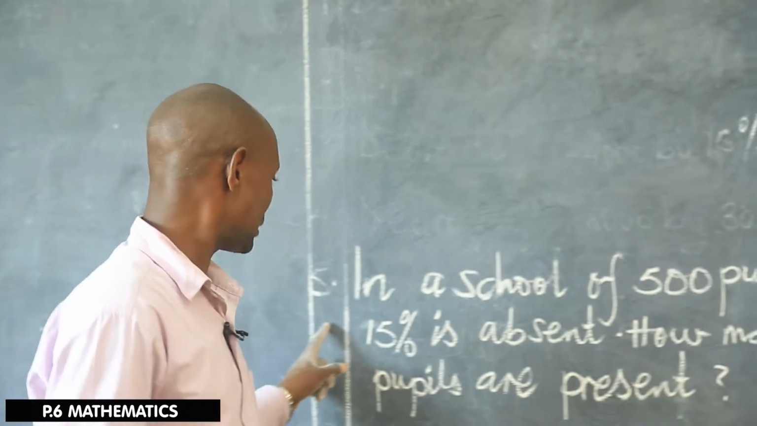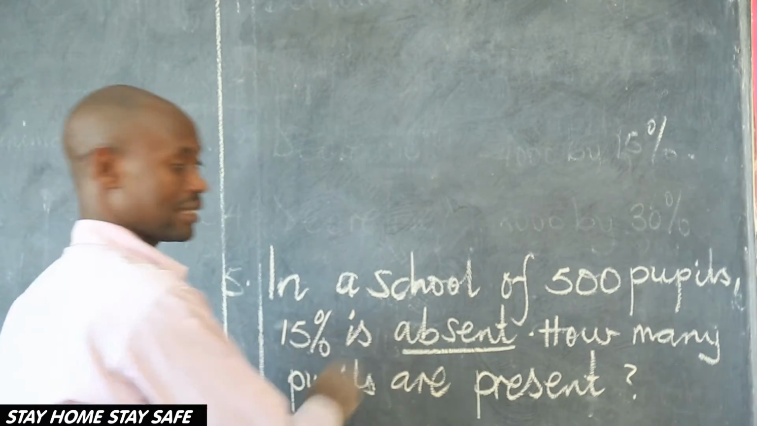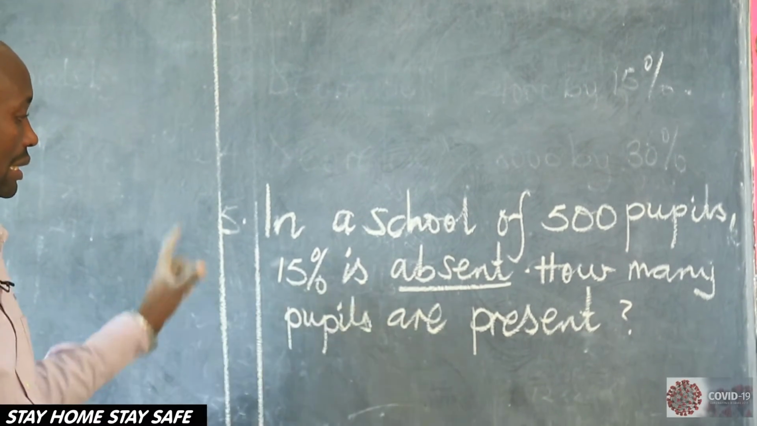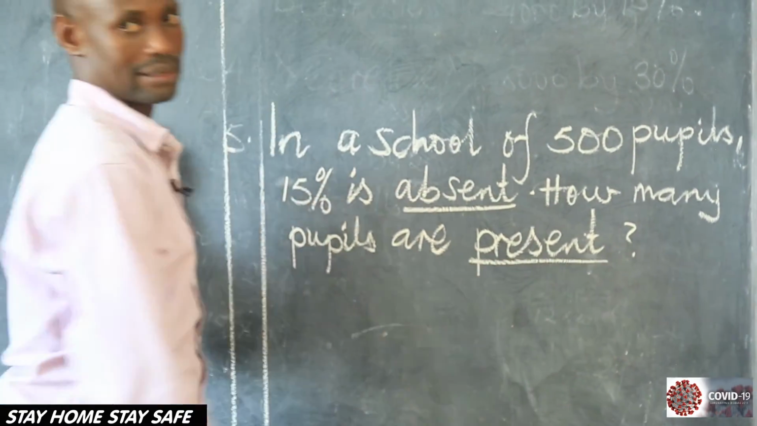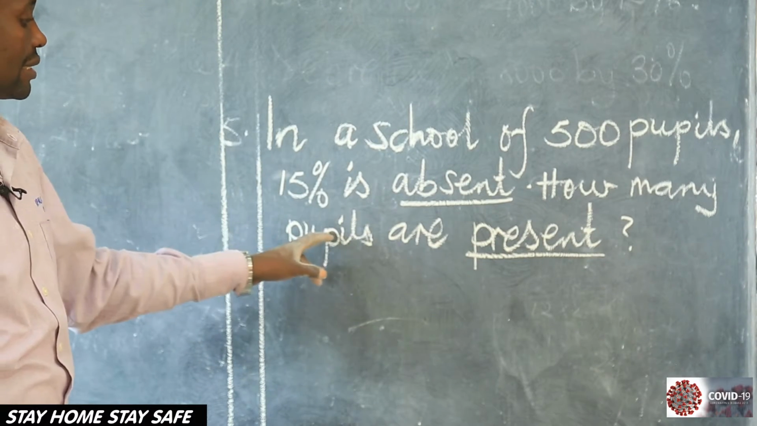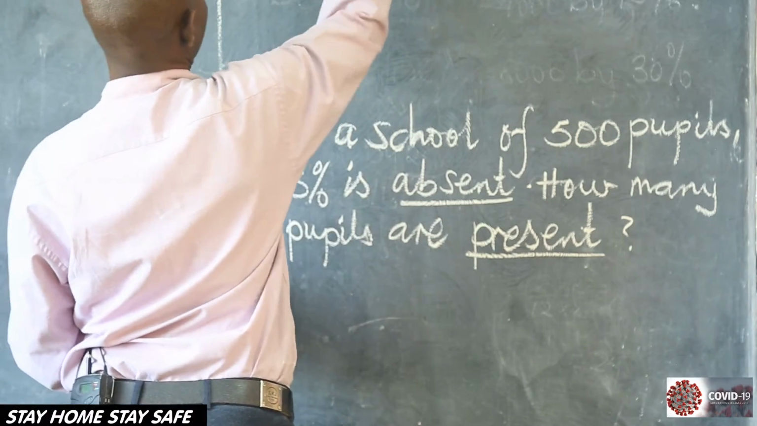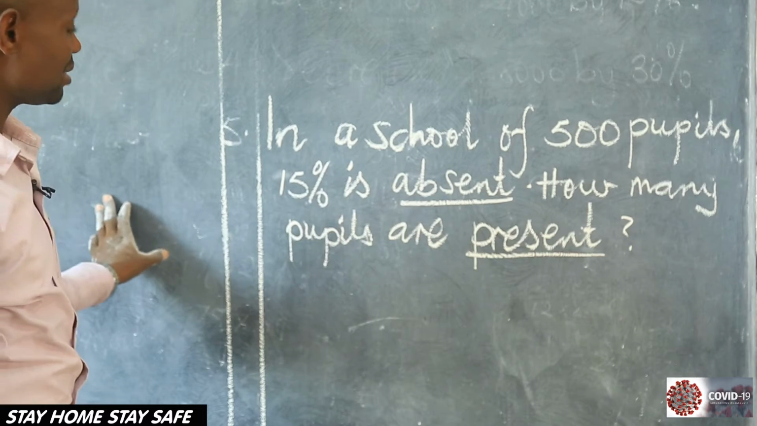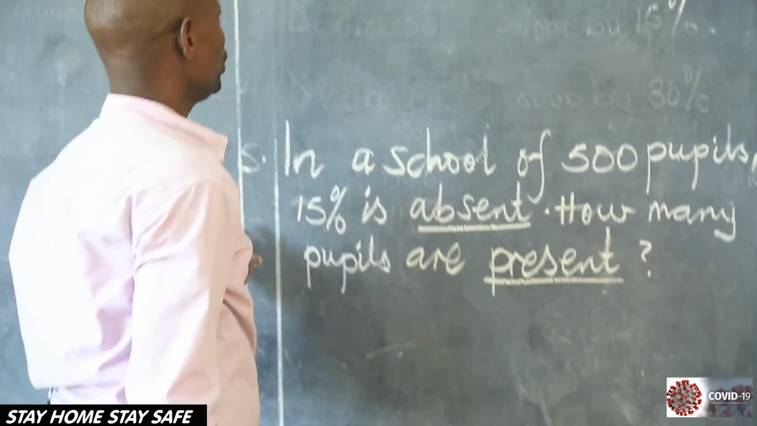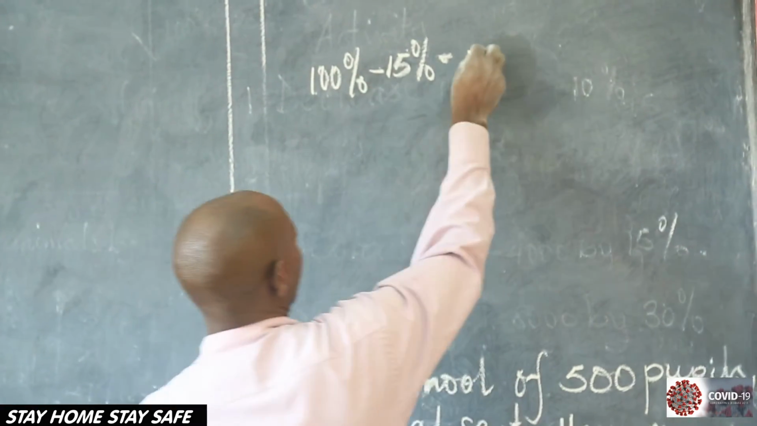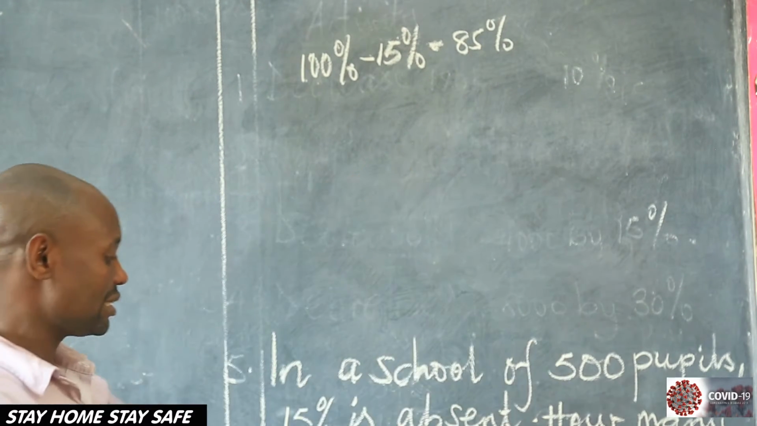The last number was, in a school of 500 pupils, 15% is absent. You mark that word, absent. So the question is, how many pupils are present? When all kids are present, they contribute 100%. To get the percentage which is present, we take away the percentage which is absent. So 100 take away 15, you will get 85%. So it means 85% is present.